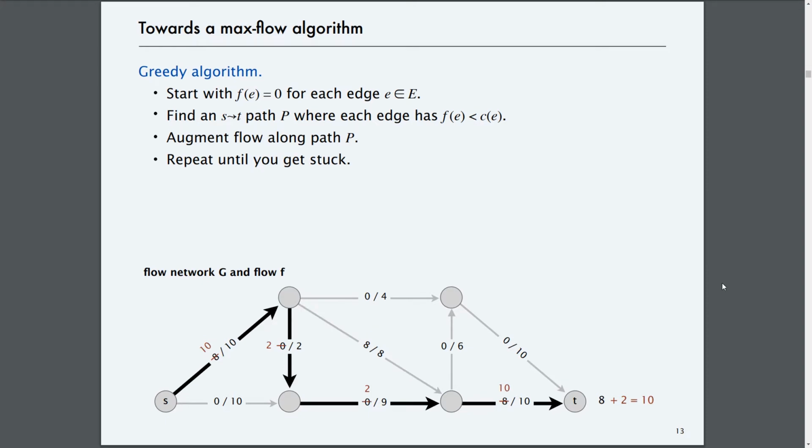Then we find another path. This is still less than the capacity. It's less than the capacity, and these two as well. But here we have capacity 9 and capacity 2. But also we only have 2 left to fill up this one and this one. So our bottleneck's gonna be 2, and we augment the value by 2. So currently our flow is 10.